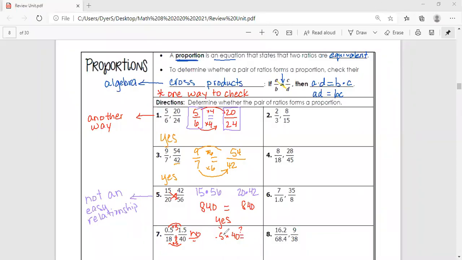All right, and then we're going to do 18 times 1.5. So when you check that on your calculator, you're going to see half of 40 is 20, because 0.5 times 40 is 20. And we're going to see that 18 times 1.5 is not 20. It's 27. So the answer here still is no, it's not a proportion, because their cross products are not equal.